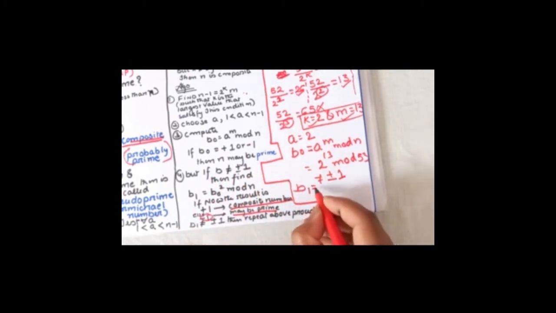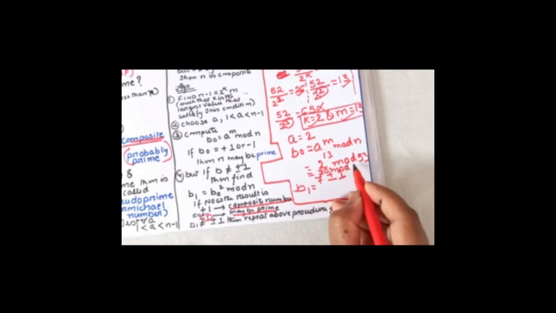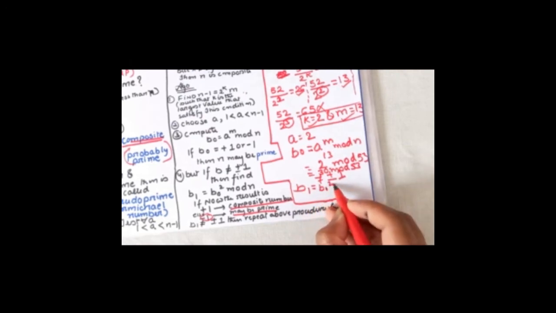As you can see here, if you do not get plus 1 or minus 1, then find b1 as b naught squared. Now what was the value of b naught? It was very important to find out the value of b naught. If you calculate this by calculator, you'll get that the value of b naught is 30. So b naught squared is what you have to find out, mod n. So b1 is going to be equal to 30 squared mod 53.